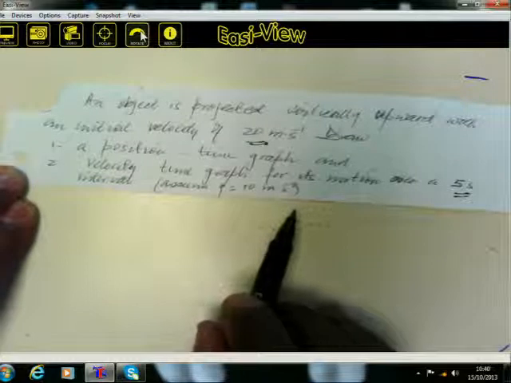Maybe we will also extend this to draw an acceleration time graph for the object so that we can see the relationship between the position time graph, the velocity time graph, and the acceleration time graph for an object which moves in a straight line, like a projectile, in this case a vertical projectile, experiencing uniform acceleration. Now let's see how we can do that.